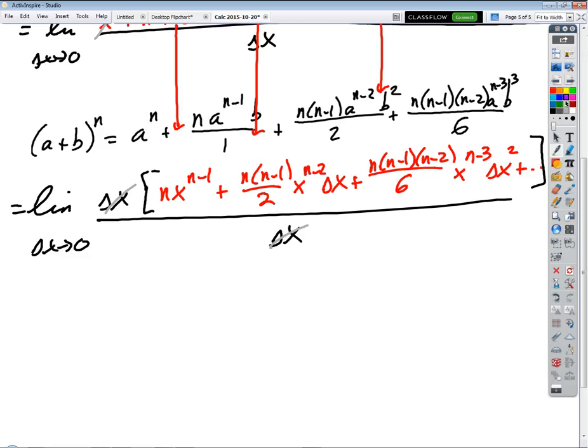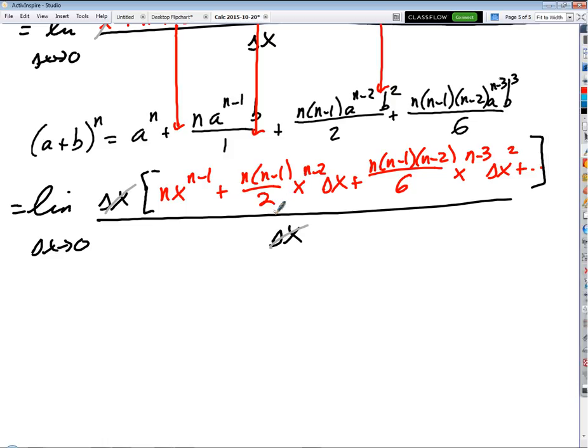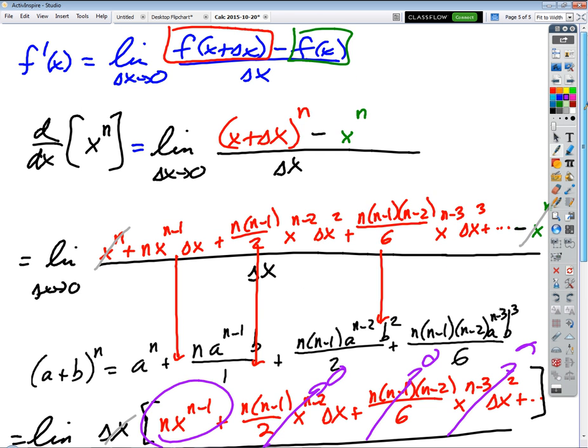Okay, so you're seeing it. When I evaluate this as delta x goes to 0, each of these terms contains a factor of delta x, right? So all of those are going to go to 0 all the way down the line, and the only surviving term is that first one. So that's our answer. We got it. Okay, so we got the answer back.